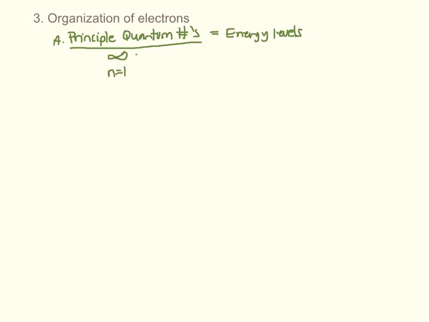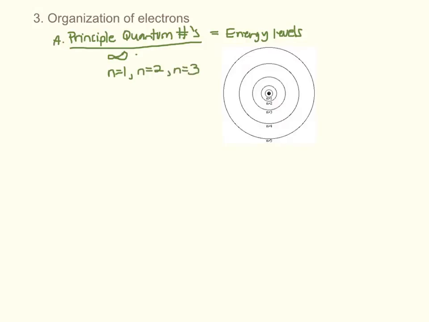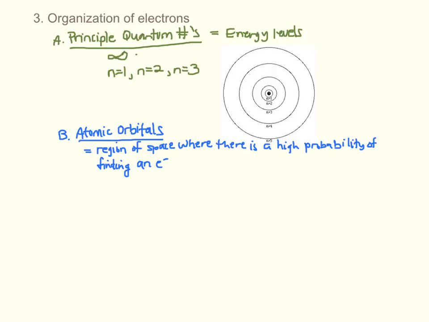And we number them: n equals 1, n equals 2, n equals 3. You've seen this before in the Bohr model. Here's a picture of the principal quantum energy levels for an atom, according to Bohr anyway. Within an energy level, you will find these things called atomic orbitals, and sometimes I refer to atomic orbitals as a sublevel. They are regions of space where there's a high probability of finding an electron.